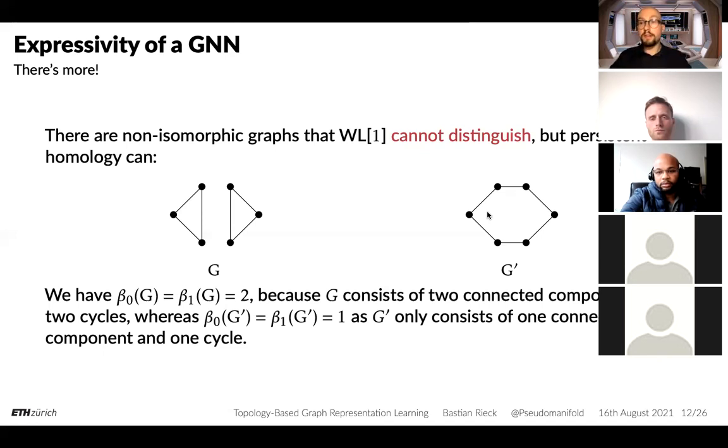And here, this is a very simple example, of course, but it's also a very constructive one, I think. Here, these two graphs can be distinguished already by calculating very low dimensional Betti numbers. So on the left-hand side, for instance, we have two connected components, as I already said, but we thus also have two cycles, namely this cycle here and this cycle here.